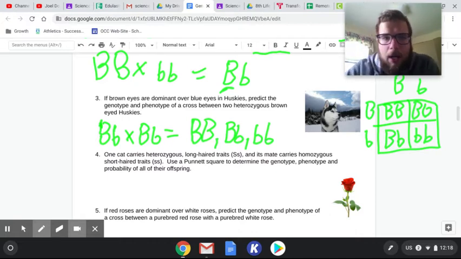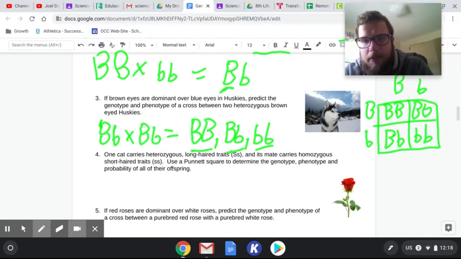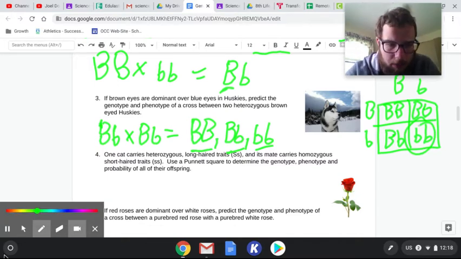Maybe that'll help. So let's see, predict the genotype and phenotype. So we've got our genotypes here. Looks like 2 are going to have brown eyes. 1 is going to be blue. And then phenotype. Oh, I just said phenotype. Sorry. So here's your genotypes. There's your phenotypes. So you've got a 1, 2, 3 out of 4 chance of getting the brown eyes. And you got a 1 out of 4 chance right there of getting the blue eyes.